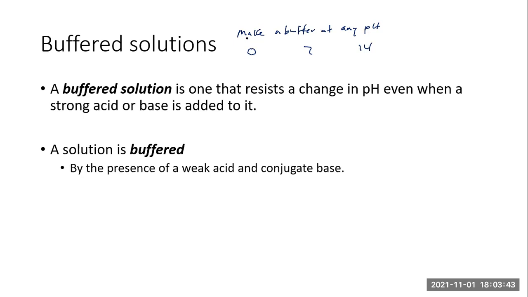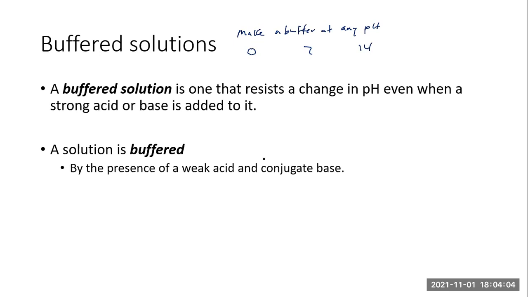So for example, if you made that buffer at a pH of 3 and you added some base to it, you would not see it go from a pH of 3 to like a pH of 12. Maybe it goes up a little bit, but it will not have a giant jump in pH, or it won't drop pH a lot if you add acid. So what is a buffer made out of?